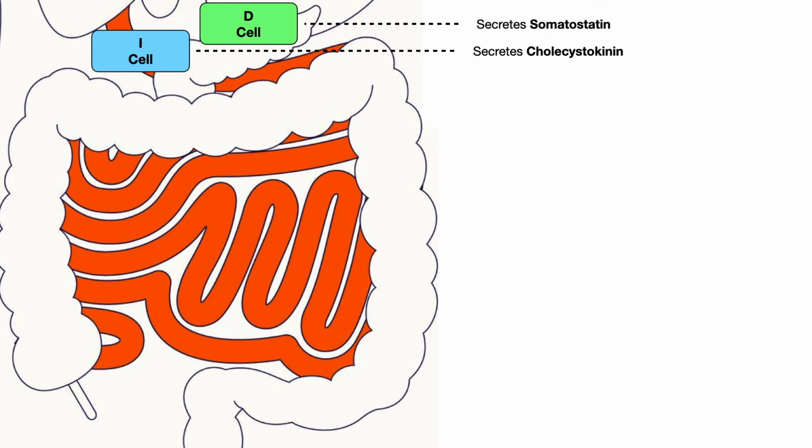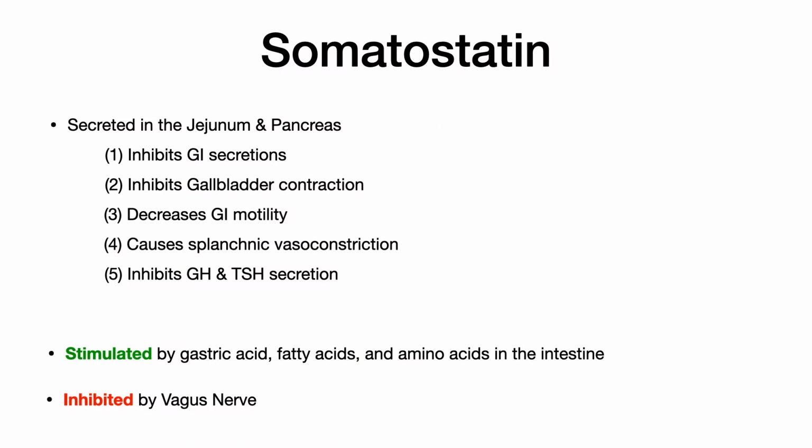Now let's talk about the D cells. The D cells secrete somatostatin, which to this point in the video has pretty much inhibited everything. So let's take a closer look at somatostatin. It's secreted in the jejunum and also in the pancreas. And what does it inhibit? It inhibits GI secretions. It inhibits the contraction of the gallbladder. It decreases GI motility in general. So it basically is an off switch to everything that we've talked about.